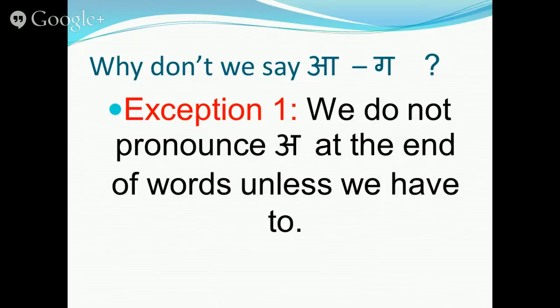One of the most important exceptions you will learn from the beginning is that at the end of words, we only pronounce the last consonant or multiple consonants if we absolutely have to. So if we can actually say the word without the vowel, we chop it off because we don't want it there. Only if we absolutely have to.